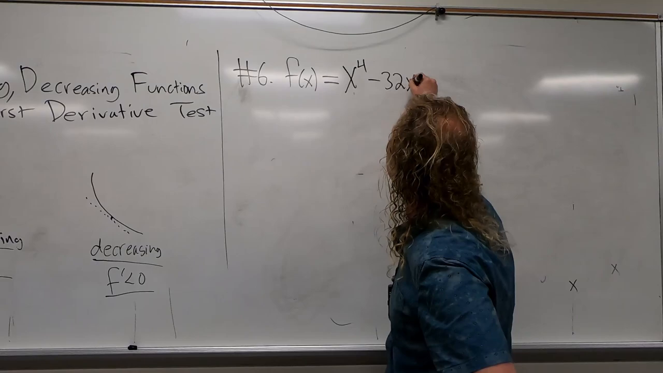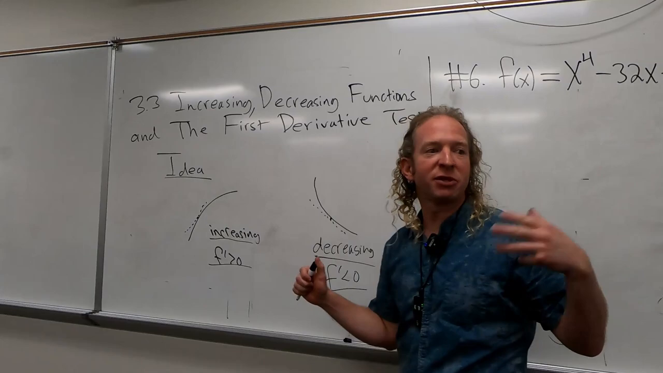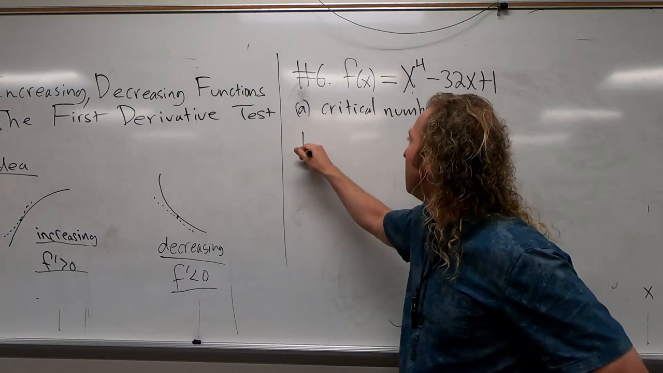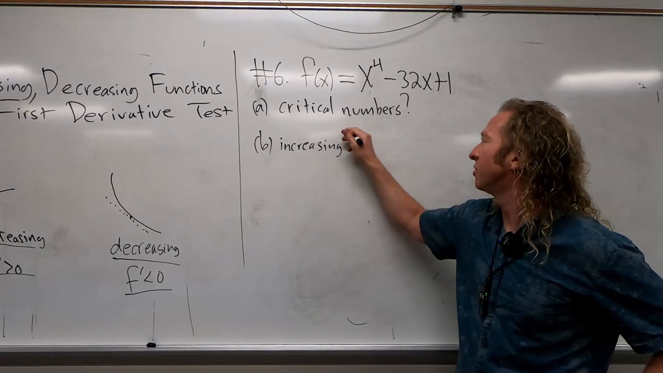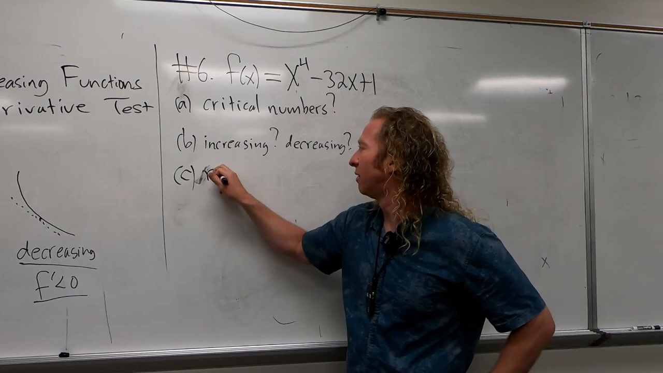So we have this here, and there's a bunch of questions. It wants the critical numbers. It wants to know where the function's increasing and decreasing. And it wants the maximums and the minimums. So maybe part A is critical numbers. I'm just trying to think about the exam because that's coming up. Part B might be increasing, decreasing. So where are the intervals where it's increasing and decreasing? And then part C might ask for the relative maxima and minima, relative extrema. I'll give you time to write this down.